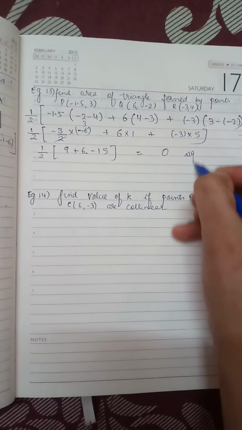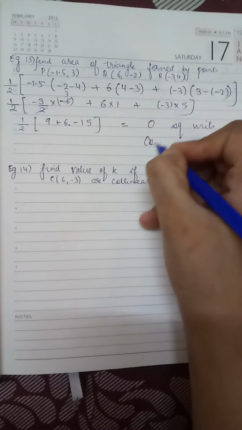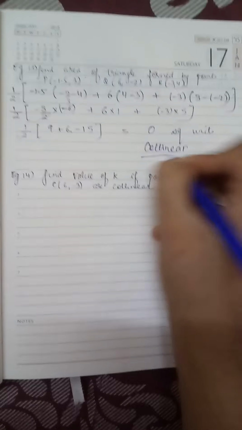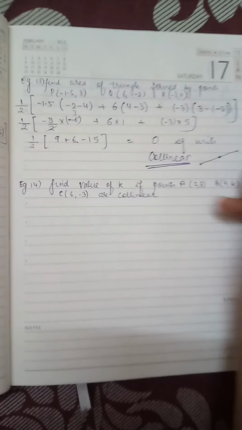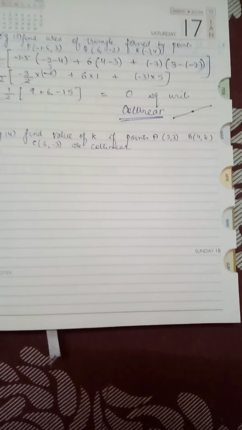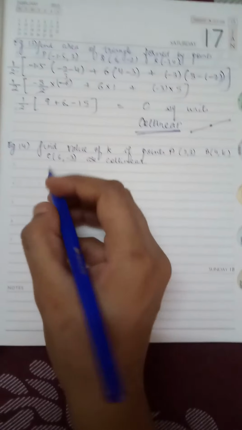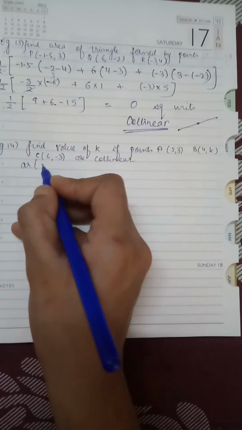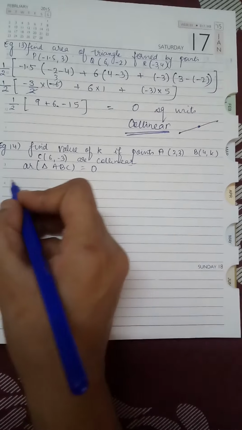So since area of the triangle is 0 square units, that means these 3 points are collinear in nature. If the 3 points are collinear, then only the area of the triangle will be 0, because the triangle is not formed. 14th, find value of k if points A, B and C are collinear. That means area of triangle ABC should be 0, then only the points will be collinear.